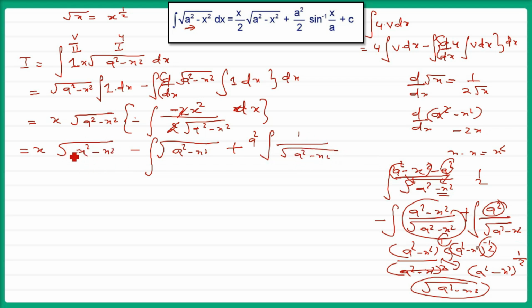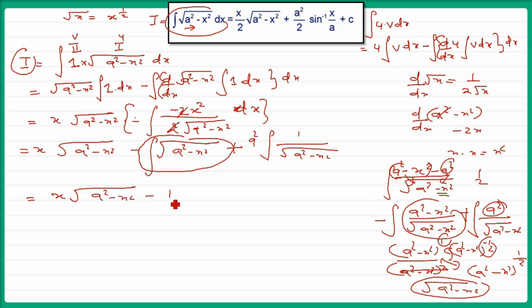See, there are two things which need explanation here. First, under root a square minus x square is the actual term from where we started. It is I only, from here only we started. So you can just replace the integral of under root a square minus x square as just I. So just write x under root a square minus x square, and in this place you just write I, and I is on the left side also, and plus a square.